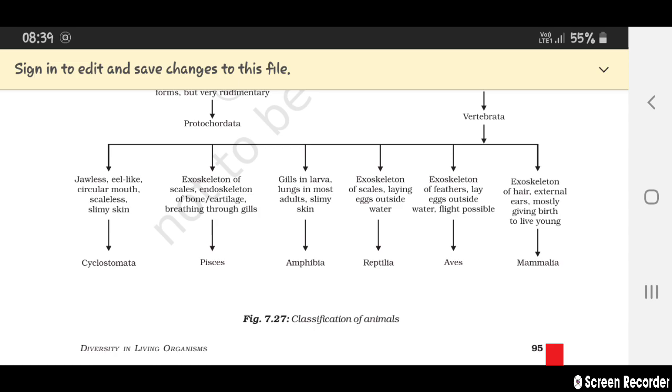The one is jawless, eel-like, circular mouth, scales, slimy skin. This example is Cyclostomata. Exoskeleton of scales, endoskeleton of bones and cartilage, breathing through gills: Pisces come under this. Gills in larva, lungs in most adults, slimy skin: Amphibia. Exoskeleton of scales, laying eggs outside water: Reptilia. Exoskeleton of feathers, lay eggs outside water, flight possible: Aves. Exoskeleton of hair, external ears, mostly giving birth to live young: Mammalia.